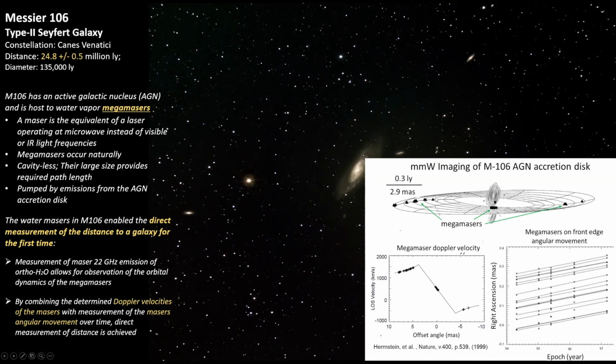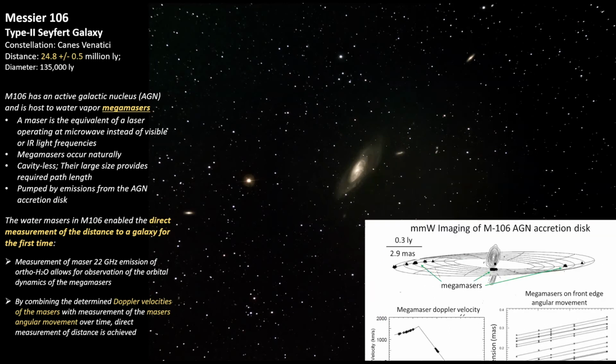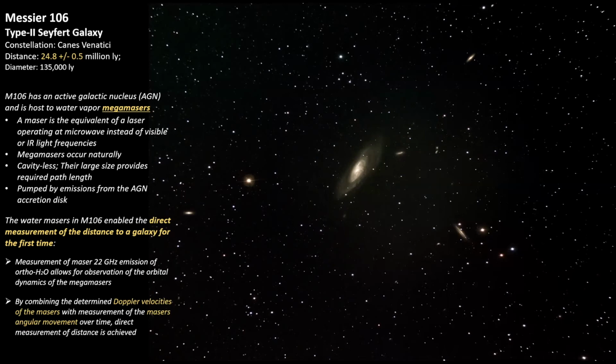Okay, so knowing both the velocity and the angular velocity, then it's a very, very simple and direct trigonometry problem that you can hand to your little brother who has a pad of paper and a pencil, and he can calculate exactly how far away this object M106 is from us. And that's why here, when I give the distance, unlike all the other objects, we know the distance quite accurately: 24.8 plus or minus 0.5 million light years to M106. Okay, so that's it for M106.